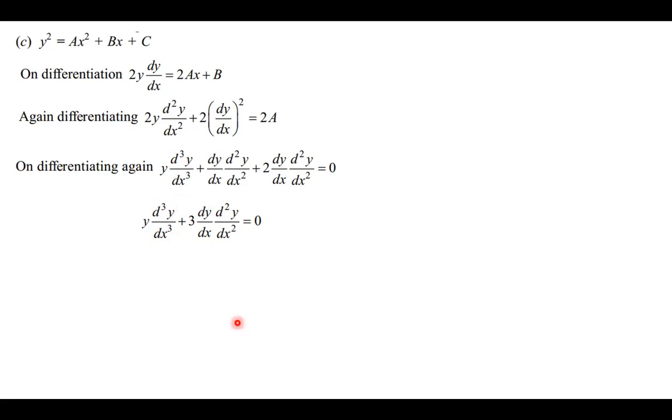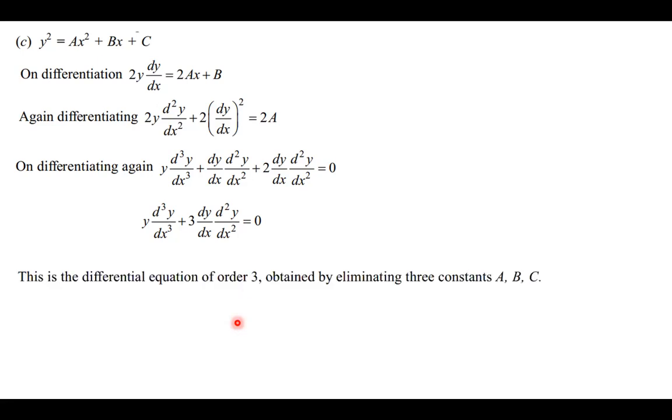So let's quickly move on. Yeah, so this is what I was talking about. The order is 3, and we have obtained it by eliminating the 3 arbitrary constants, which are a, b, and c.